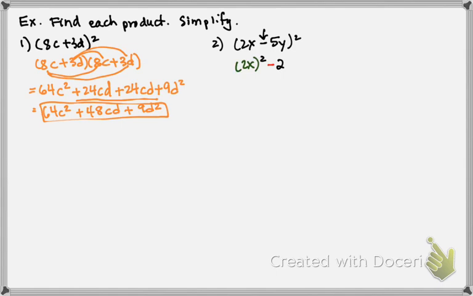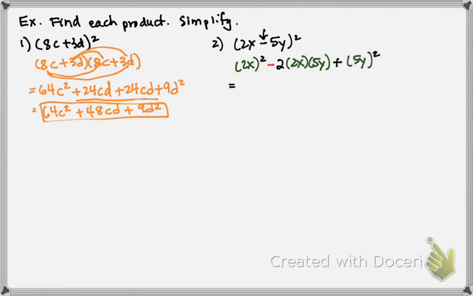So that means 2x and the 5y. Now, a negative times a negative is a positive, so I'm always going to get a positive here when I square a binomial, regardless of the sign inside. And then I'm going to get the 5y, and I'm going to square it. So that's what the pattern shows me.